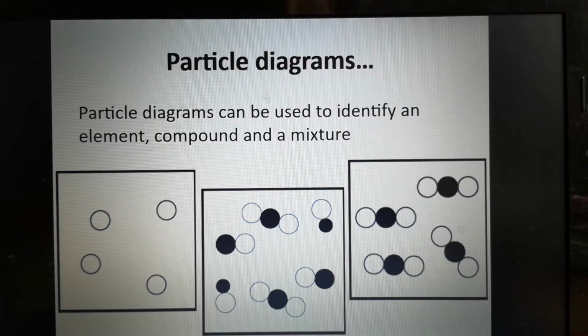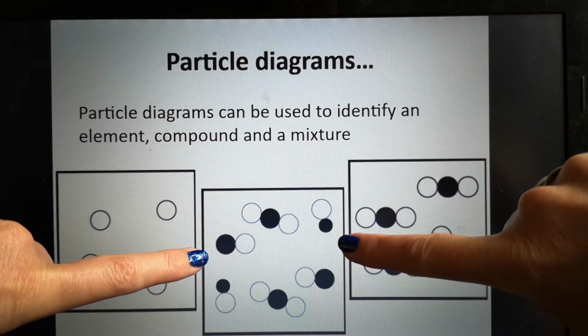If we skip the one in the middle and have a look at this one here, this is a particle diagram showing a compound, and we know that because there's two different types of atom and they are joined together. So element, compound. I'm sure you've all worked out now, the one in the middle is showing a mixture.